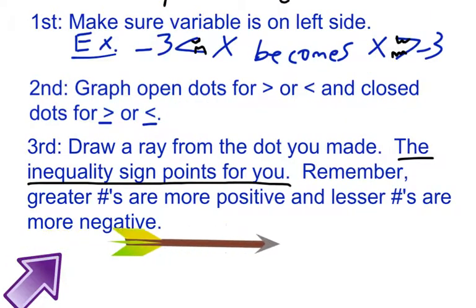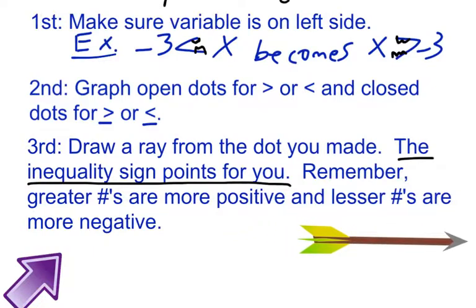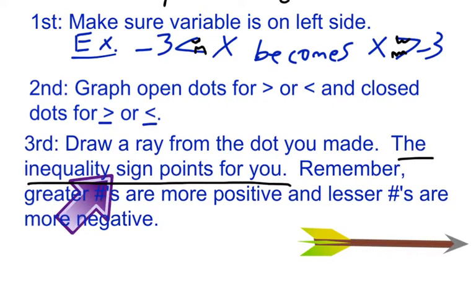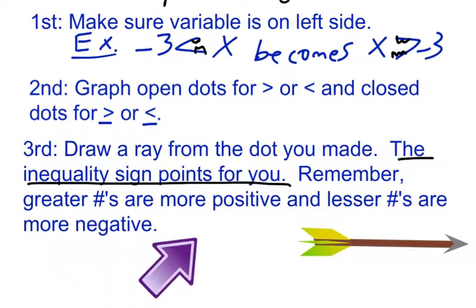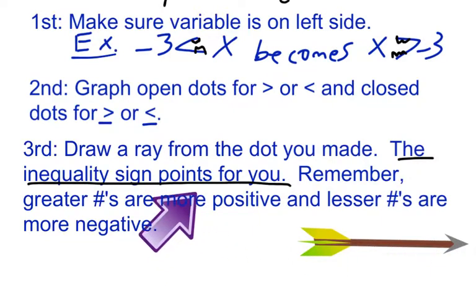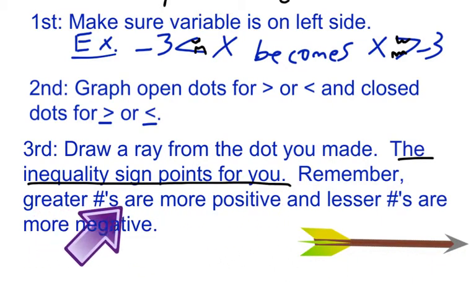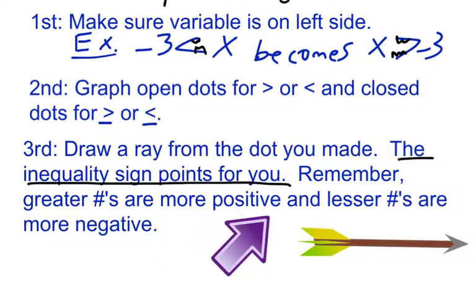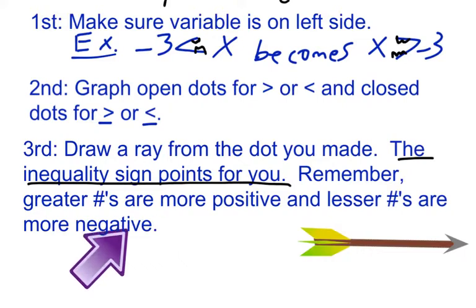Alright, the third step might be a little dangerous. Just kidding. We're going to draw a ray from the dot you made, and the inequality sign points for you. So just like this arrow is pointing in the direction it's going, so is the inequality sign going to point. And remember, greater numbers are more positive, that means they're on the right side of a number line, and lesser numbers are more negative, they're on the left side of a number line.